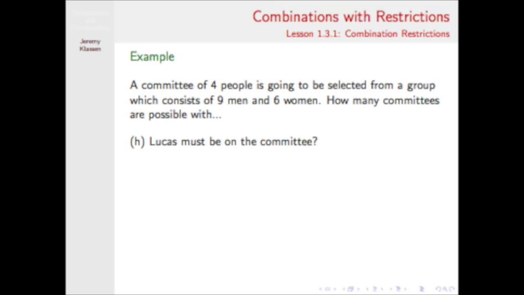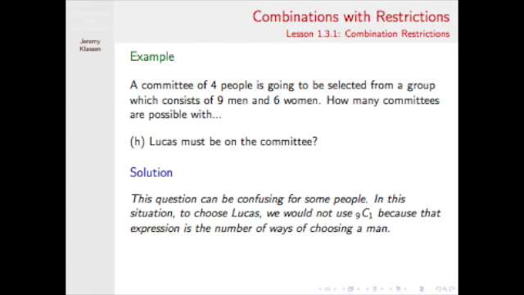How many ways can we choose the committees where Lucas must be on the committee? Now this question worded in this way can be confusing for some people. It's important to note that in this situation, to choose Lucas, you would not use 9 choose 1, because that is simply going to be the number of ways of choosing a man. Not a specific man, just one of the 9 men.